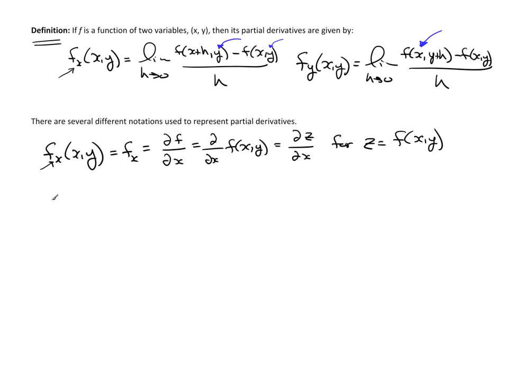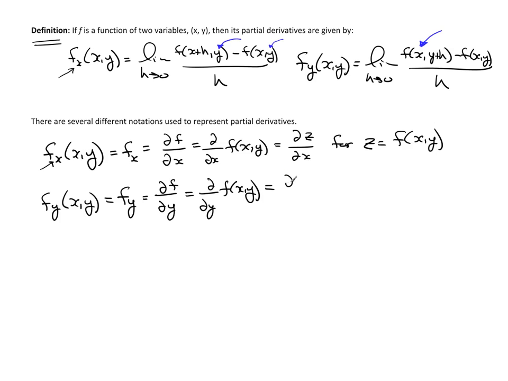Now we use similar notation for the partial with respect to y. So the partial with respect to y of the function of x and y would be written like this, which in the shorthand notation is just simply f sub y. And that's the partial of f with respect to y, which is the partial with respect to y of f of x, y, which could also be written as the partial of z with respect to y, again for z equaling this particular function. So, there are a couple more notations that you may run across, but this is the most common notation that's used for partial derivatives.